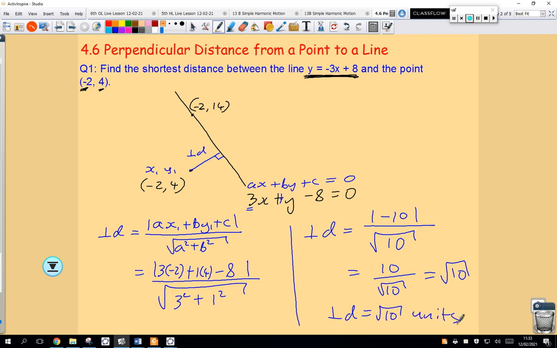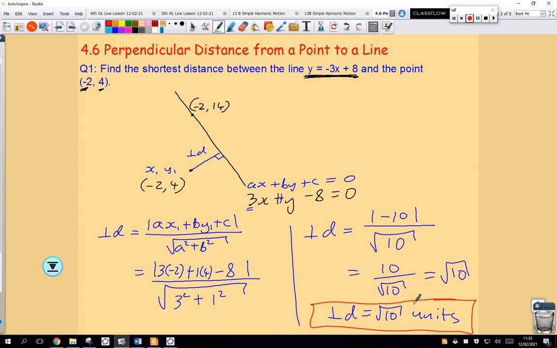I don't know what the units are. Maybe they're centimeters, maybe they're meters. Sometimes they'll give you units. If they don't, we'll just write in the word units. Okay, and that's how we find the shortest distance between a line and a point.